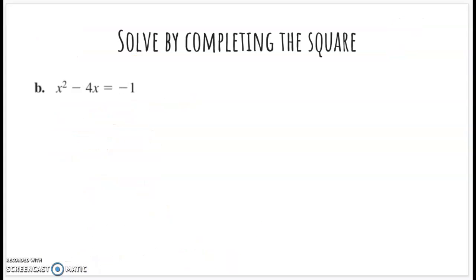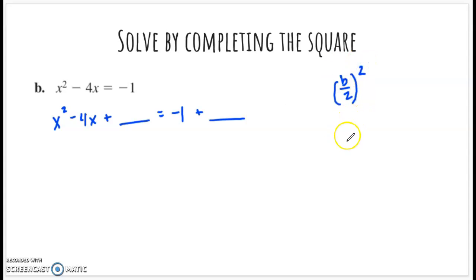Problem in here before the end of our session. So we've got x squared minus 4x equals negative 1. Remember, the first thing we have to do is create that perfect square trinomial. Any number we add to one side of our equal sign, we have to add to both sides of our equal sign. I'm going to grab my b divided by 2 squared. So let's see here, negative 4 divided by 2 squared, that makes negative 2 squared, which is 4. So my magic number here is going to be 4.